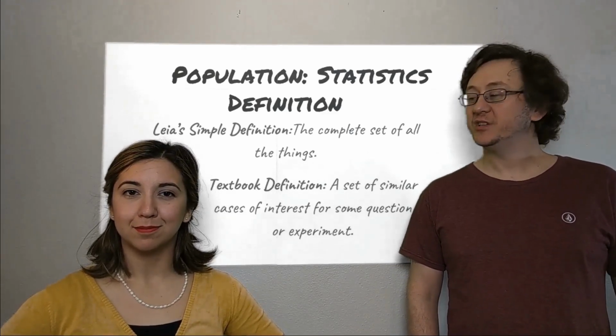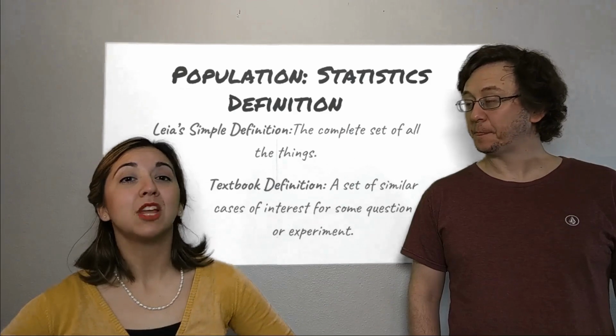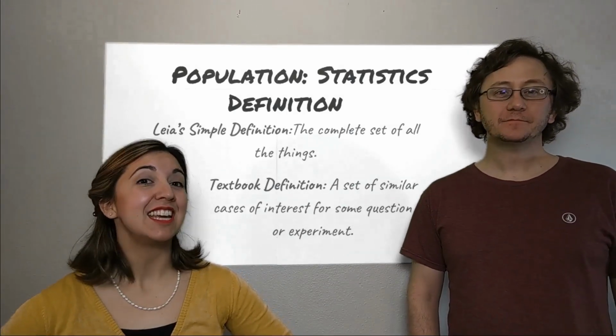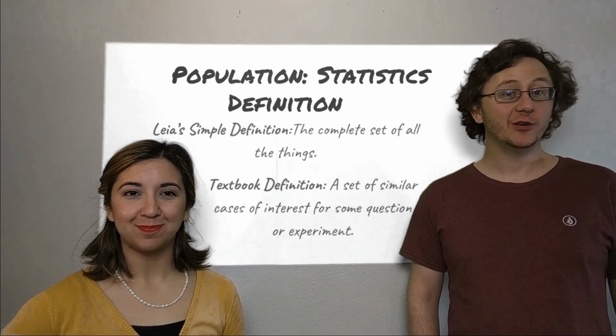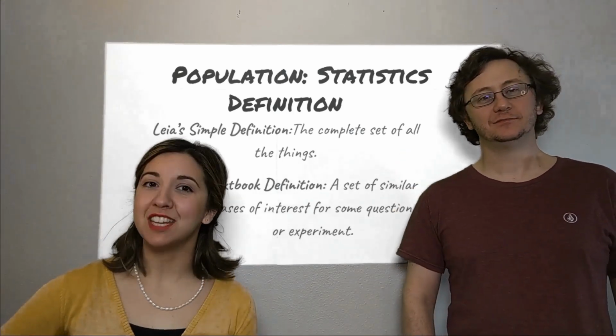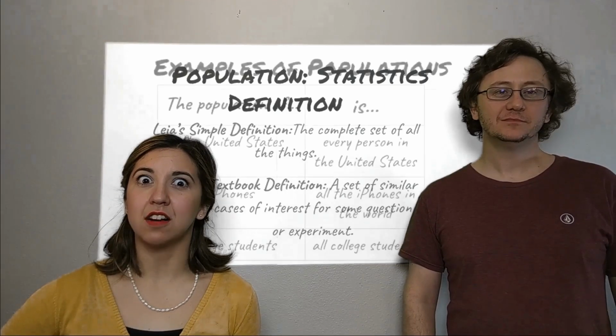That seems weird. Maybe we should give a couple examples of populations. The population of the United States is every person in the United States. The population of iPhones would be all the iPhones in the world. The population of college students is all college students.